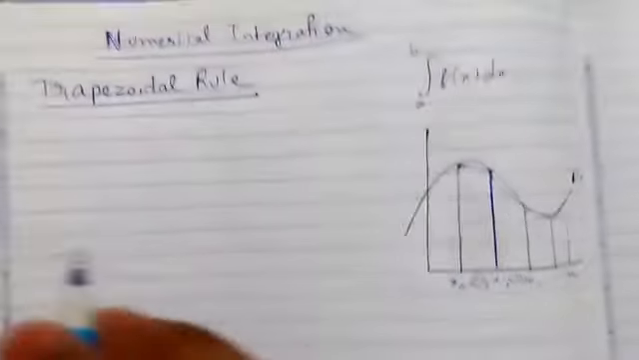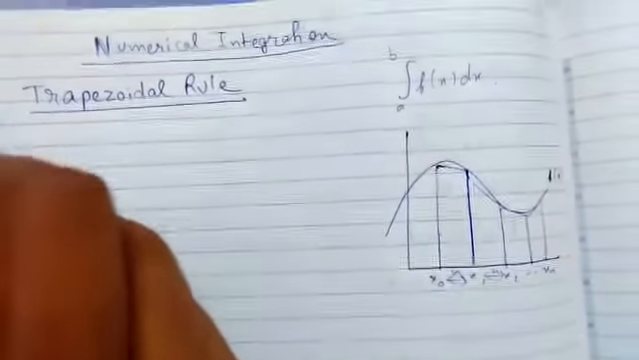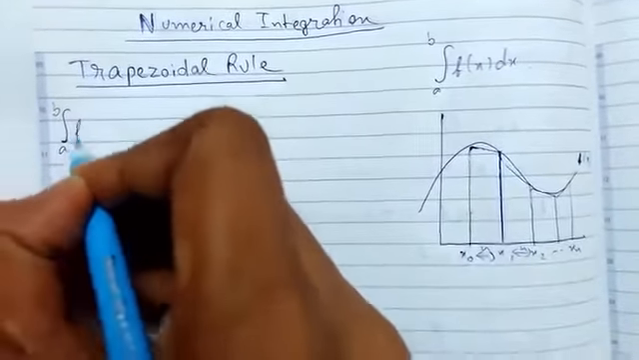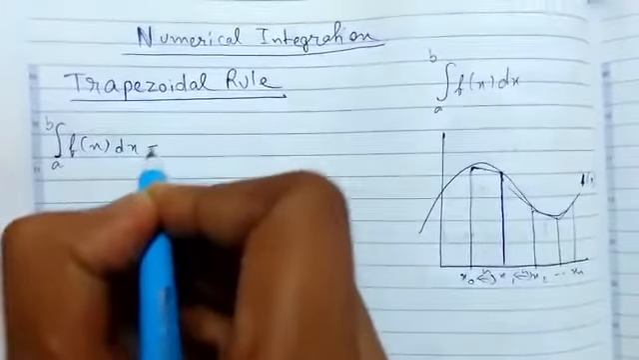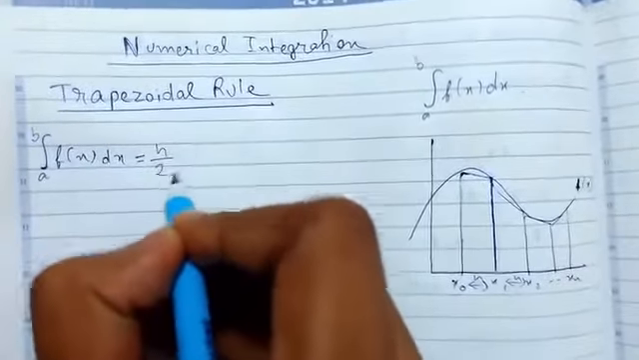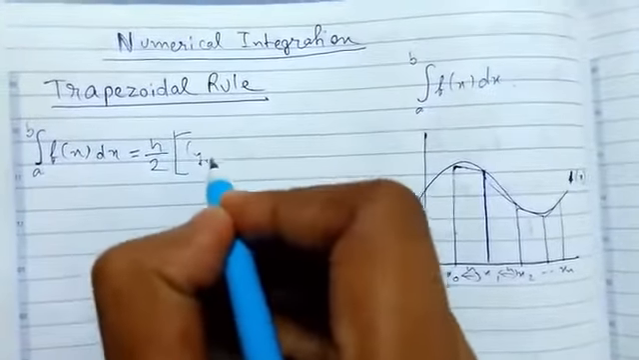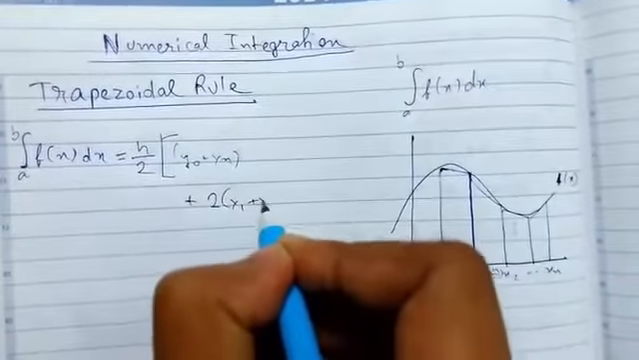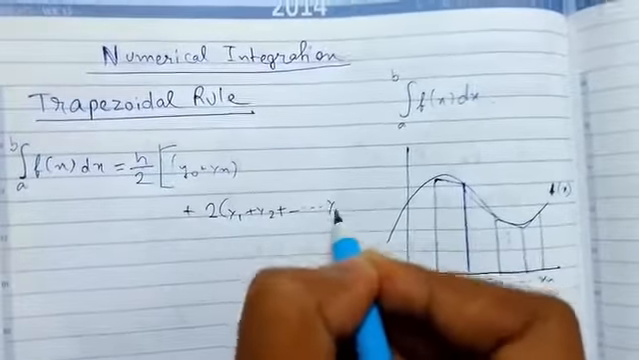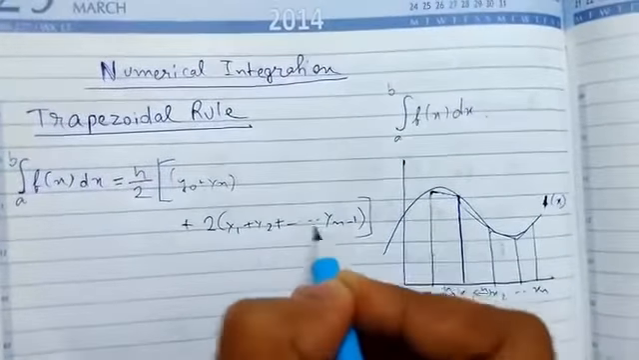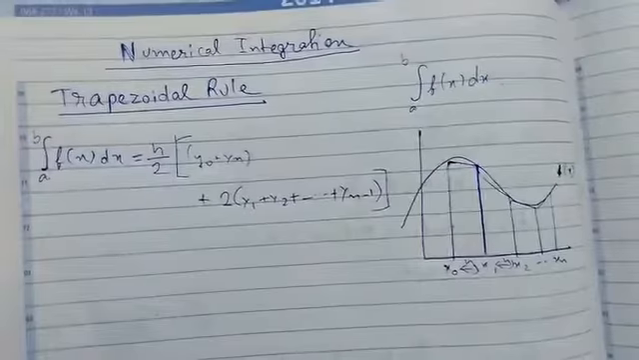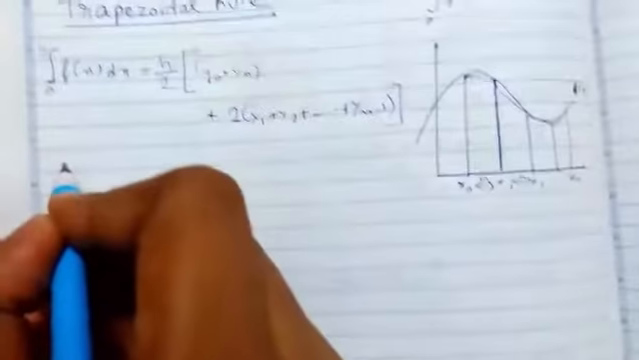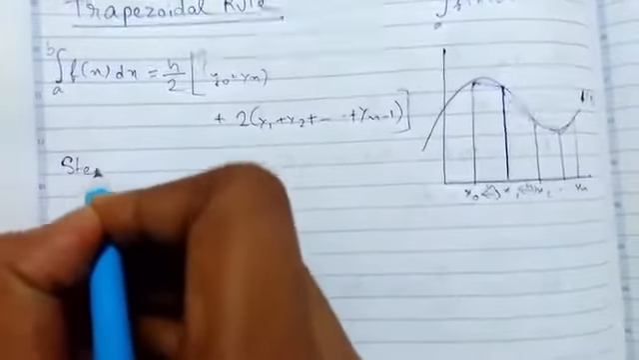So there's a formula: integrating from a to b f of x dx, we can write it as h by 2 times y0 plus yn plus 2 times y1 plus y2 up to yn minus 1. So this is the formula. I will explain everything, so you can divide it into steps for solving a problem by the trapezoidal rule.